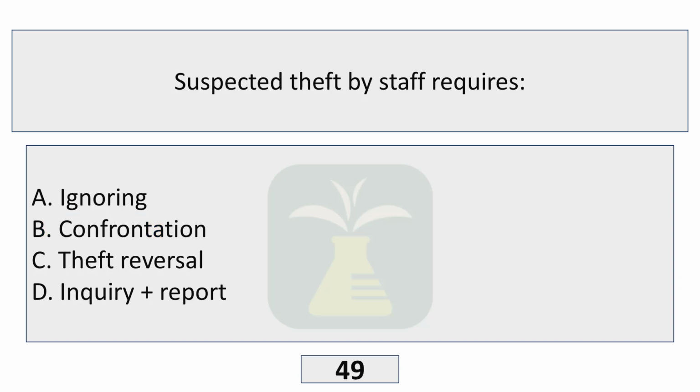Suspected theft by staff requires A. Ignoring. B. Confrontation. C. Theft reversal. D. Inquiry plus report. Correct answer, D. Inquiry plus report. Protect resident rights, escalate suspicious behavior.